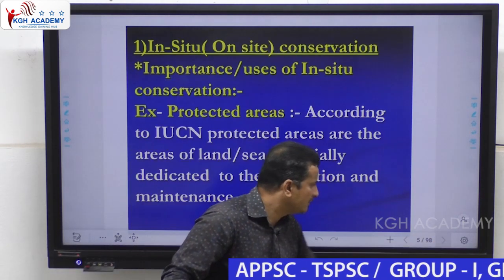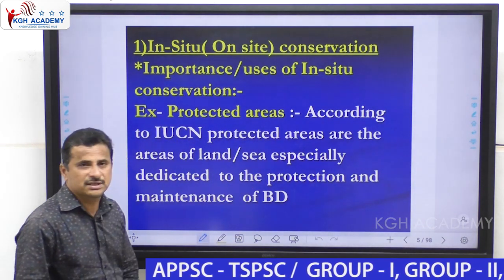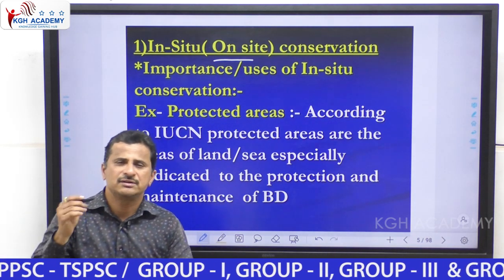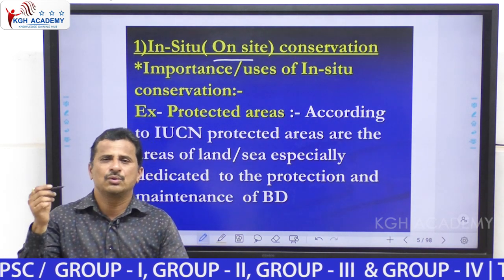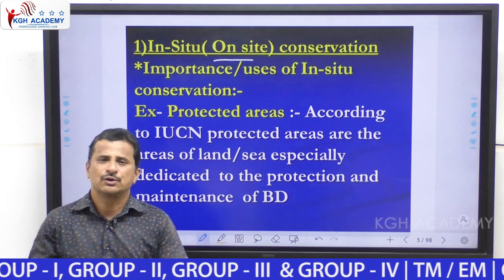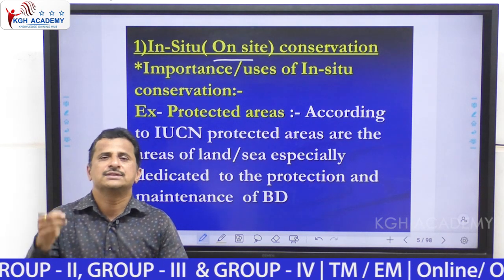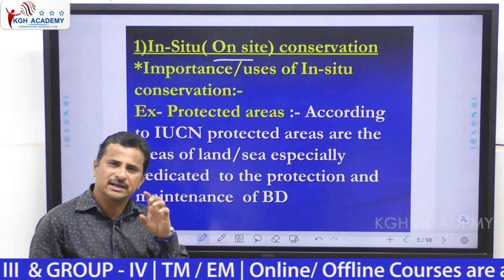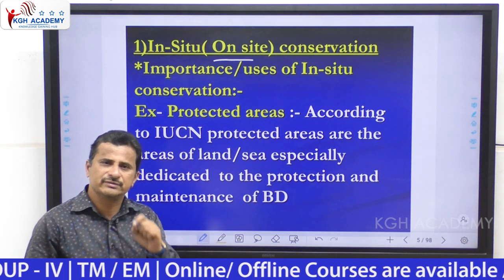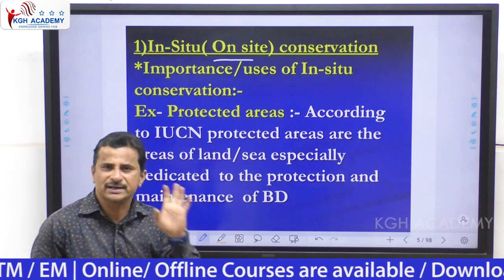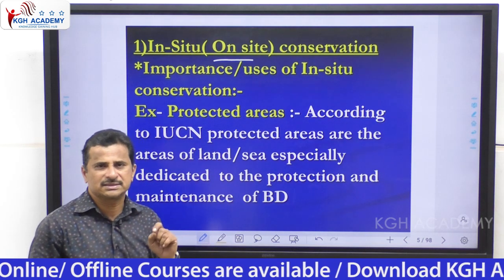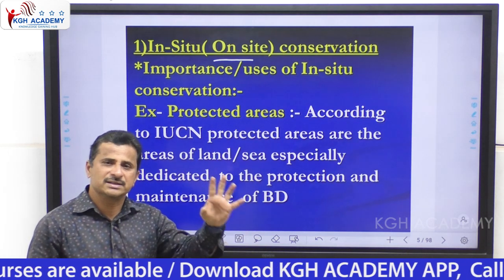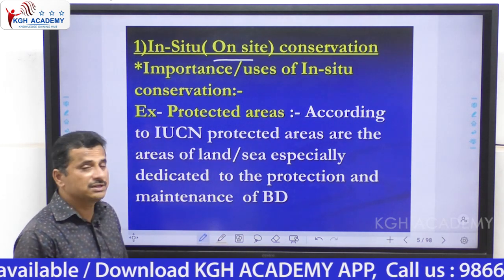First, we are starting with in situ conservation, also called on-site conservation. Conservation of plants and animals in their own natural habitats, their own places where they are living, is called in situ conservation. That is, conservation of plants, animals, and organisms, the biodiversity in their forest areas where they are living. Conservation of all organisms in the same area is called in situ conservation.